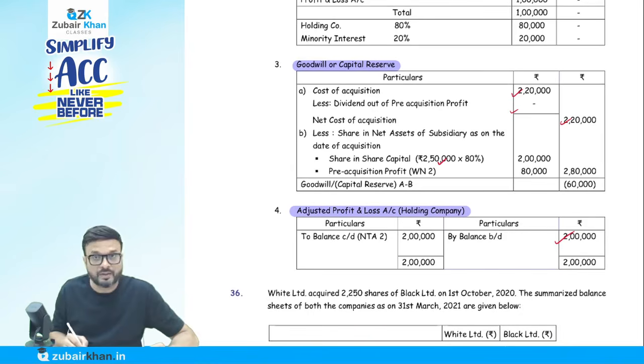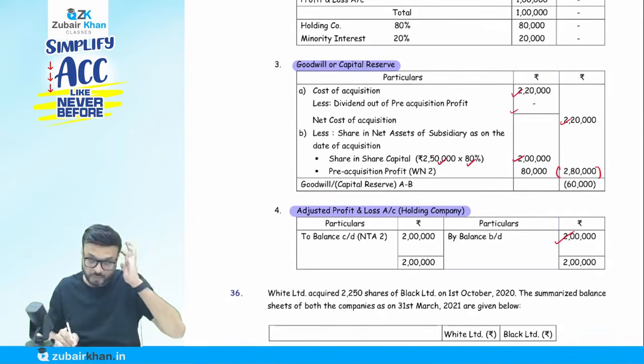Here, 2,50,000 multiplied by 80% is 2 lakh. We will deduct this total from here. 2 lakh will be deducted. I will come back to that later.